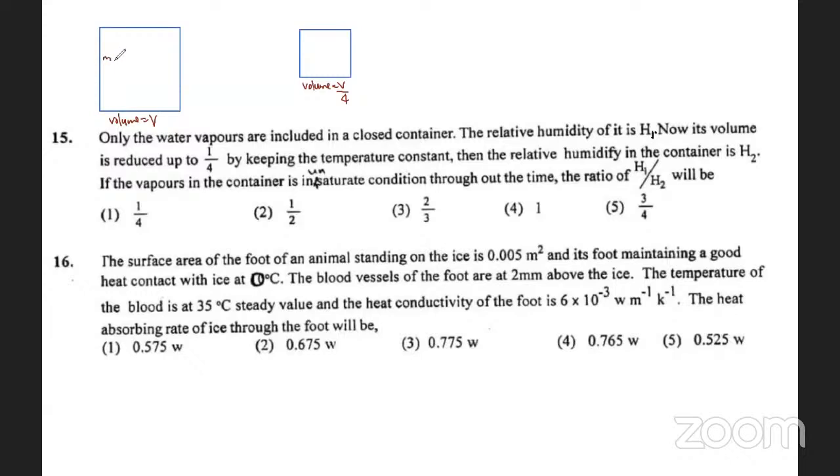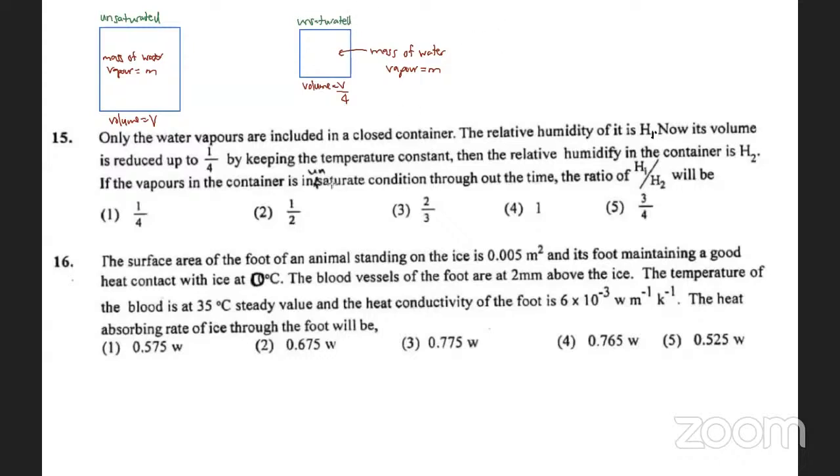Mass of water vapor. It's equal to M. Please tell me the mass of water vapor here. What is the mass of water vapor? Mass of water vapor will be M. Very good. It will be M because it is still unsaturated, right? So no dew is formed. Therefore, mass of water vapor cannot change. This is unsaturated. This is also unsaturated.